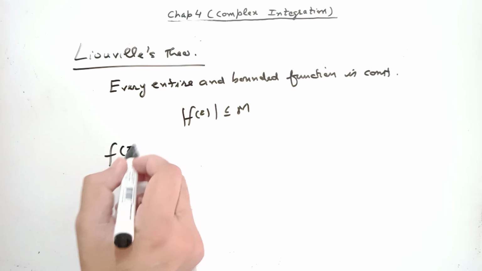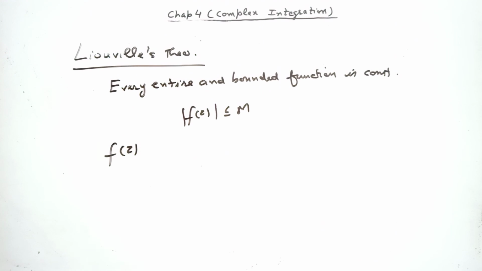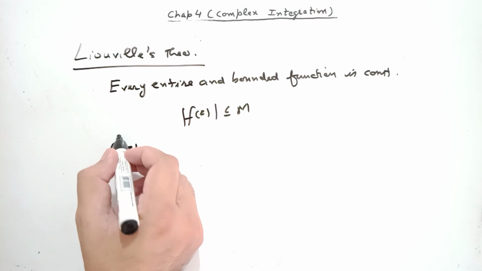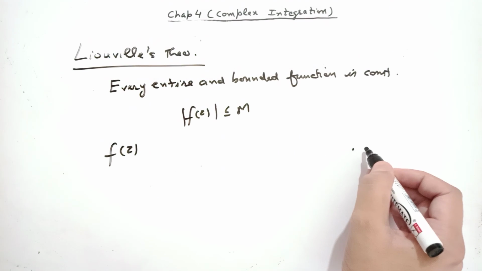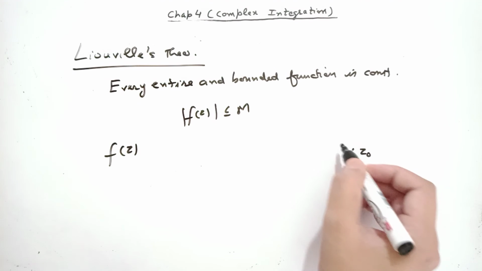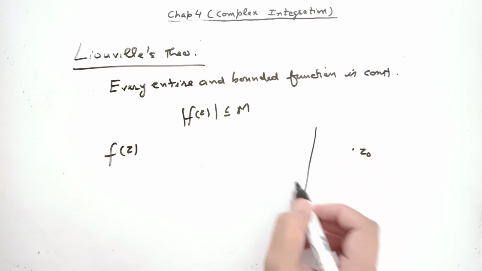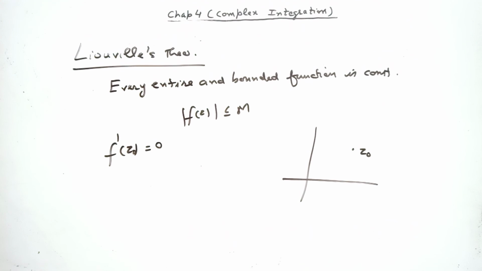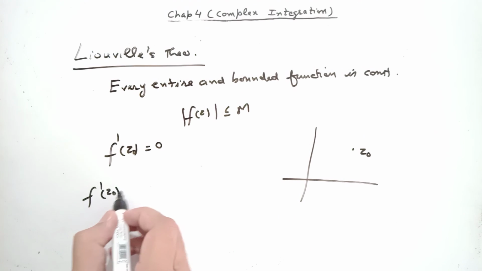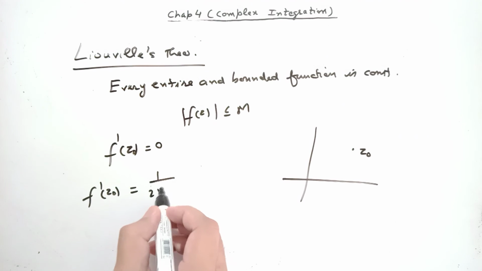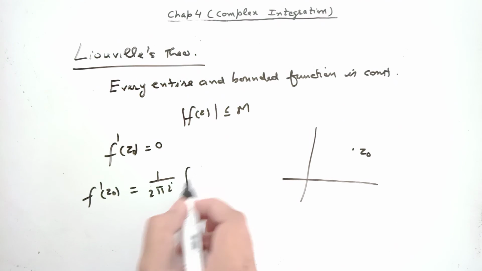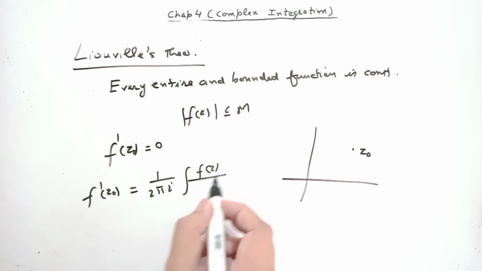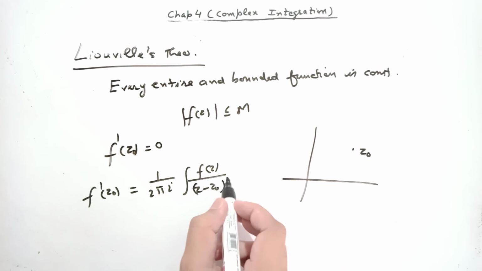So say f(z) is entire and bounded. If we show that for any point z0 in the complex plane, f'(z0) is 0, then naturally f is constant. So you can easily prove this result using the Cauchy integral formula. By the Cauchy integral formula, what is it? 1 over 2 pi i, integral of f(z) over (z minus z0) whole square dz.